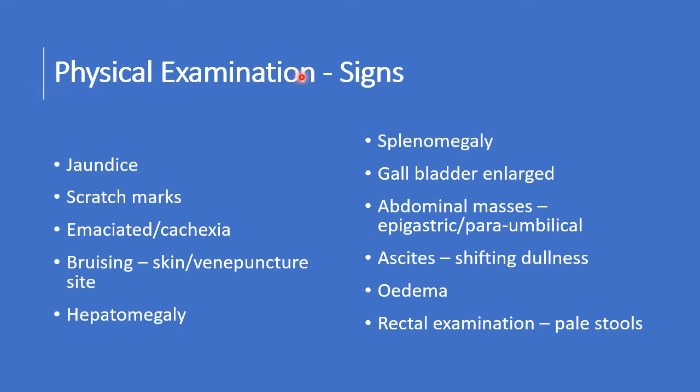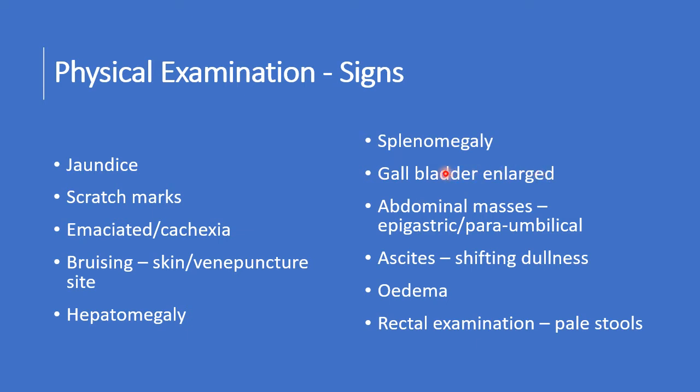What are the physical signs that you can get in these patients? Jaundice, as I said, very important. Scratch marks, especially over the arms, forearms, chest, and abdomen. The patient may be emaciated and cachectic if a malignant condition is causing the obstruction. Easy bruising under the skin because of lack of vitamin K absorption due to the obstructive jaundice. Hepatomegaly, splenomegaly, and another important finding is gallbladder enlargement.